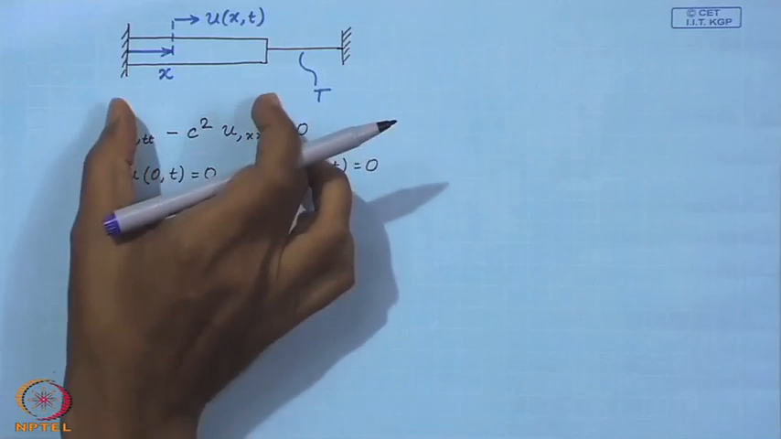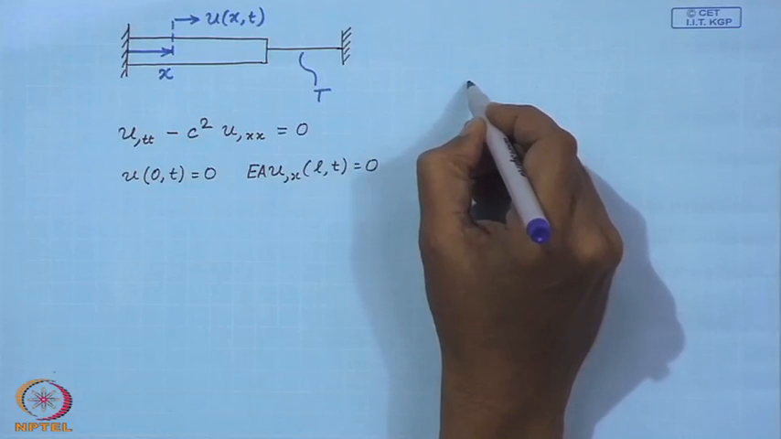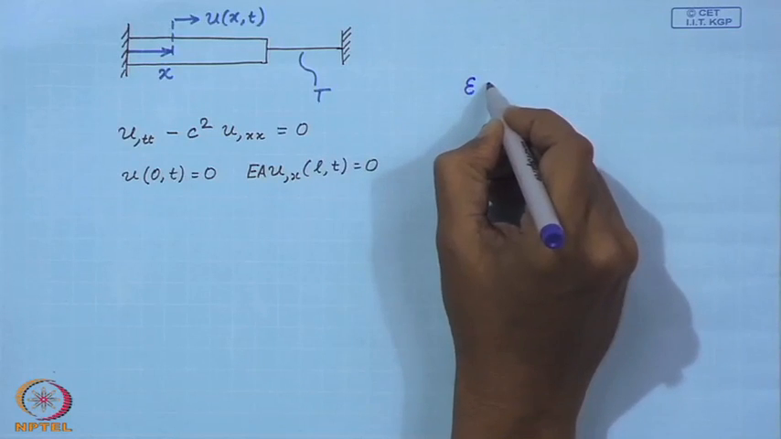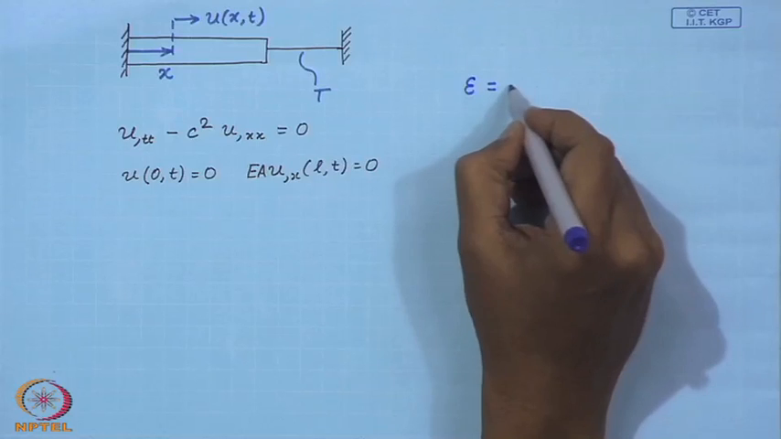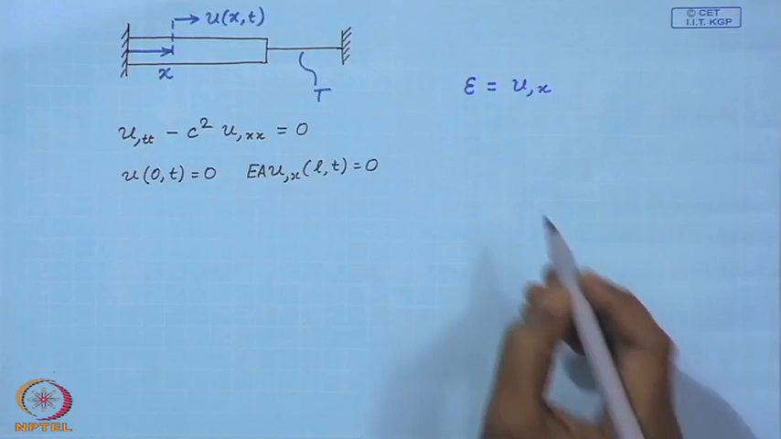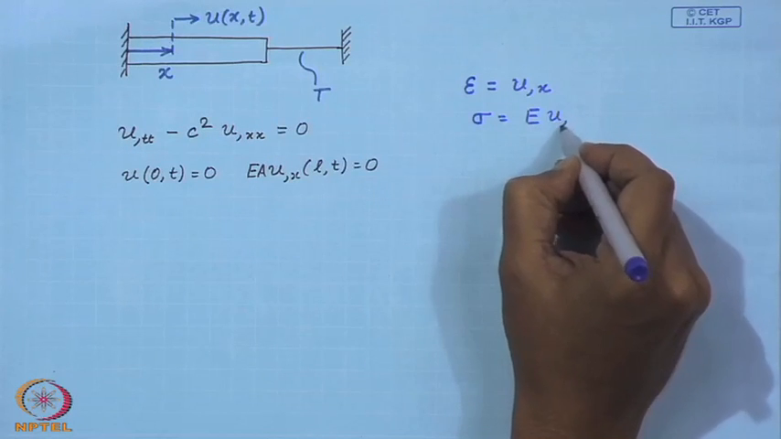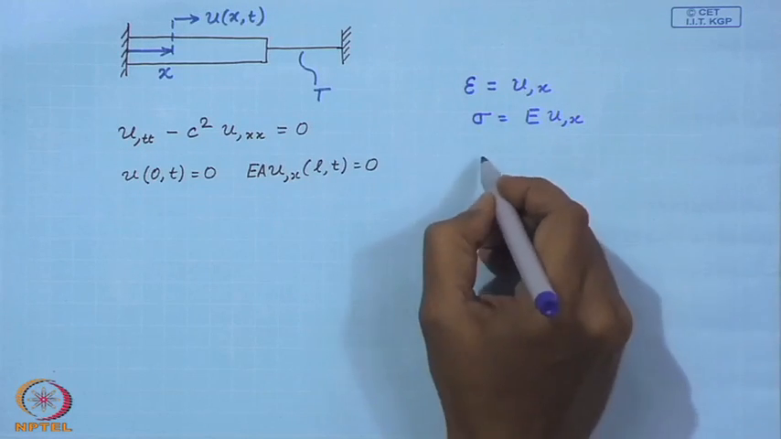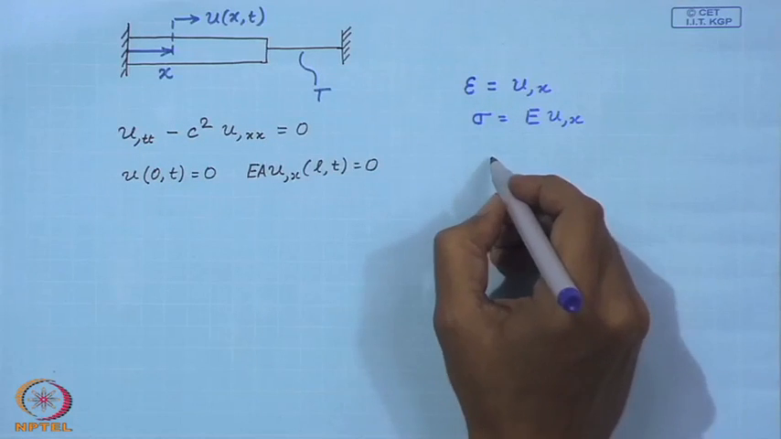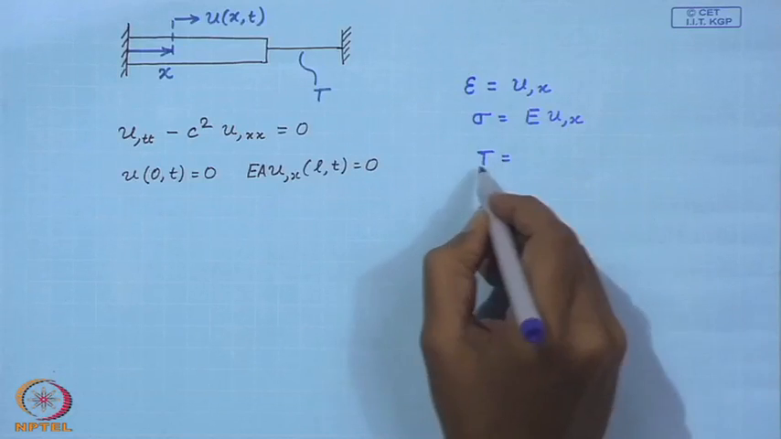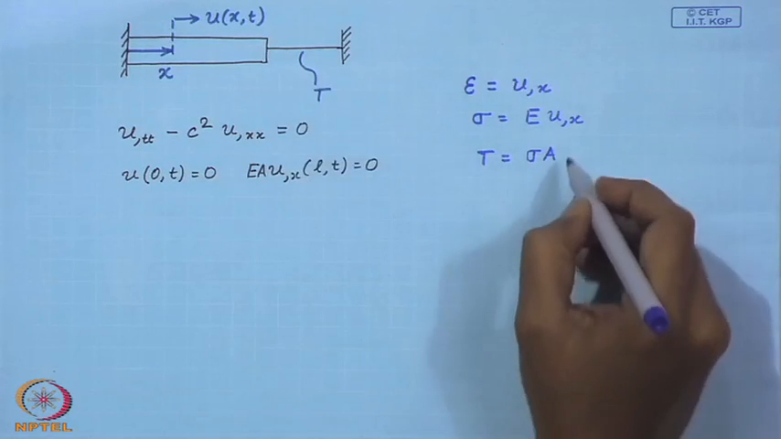So, here the condition was that the bar was under a tension T. So, you can write the strain in the bar, that is del u del x, the stress in the bar is the Young's modulus times the strain, and when this was under the tension T, the force was T, which is sigma times the area of cross section of the bar.